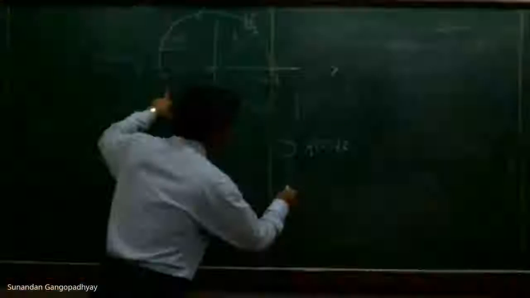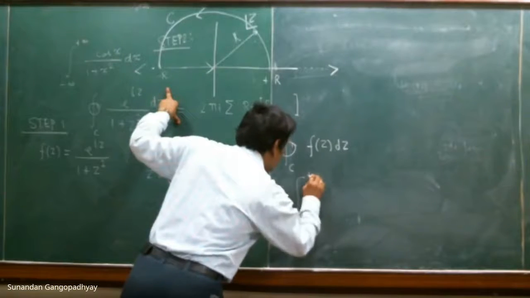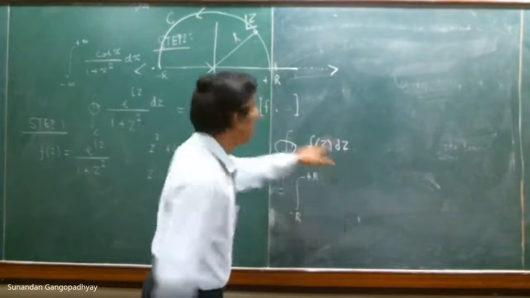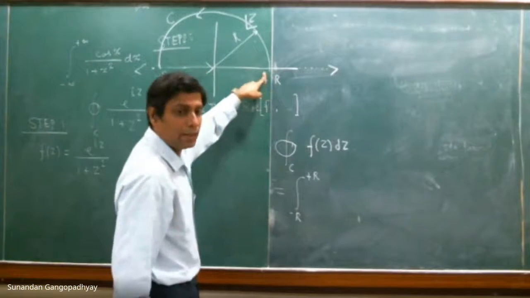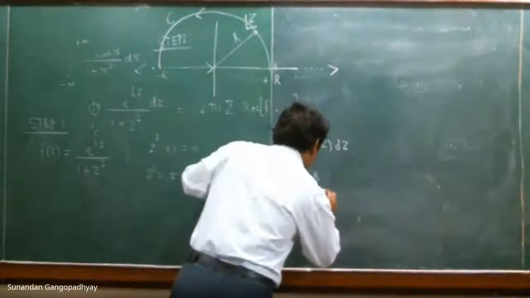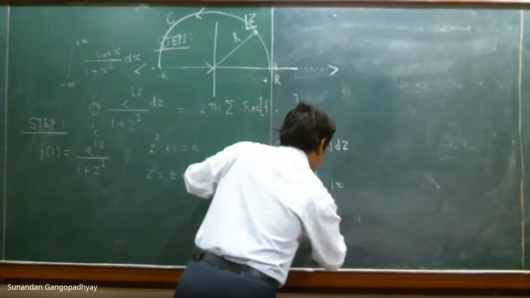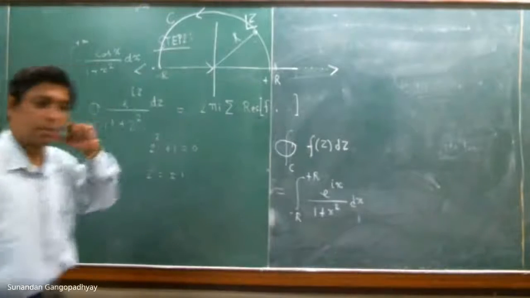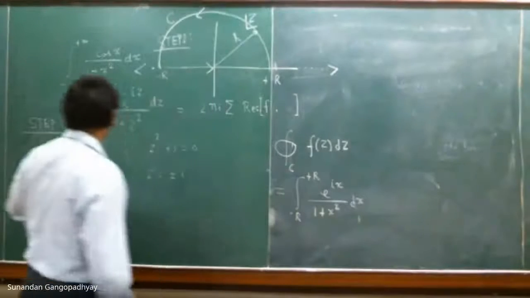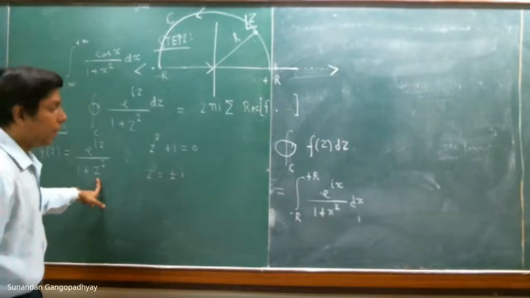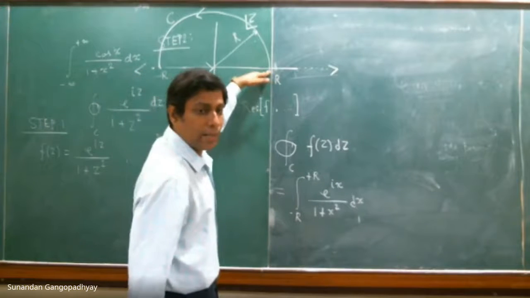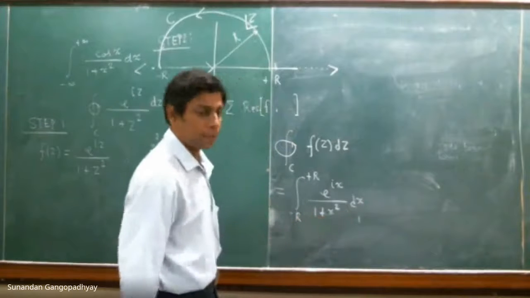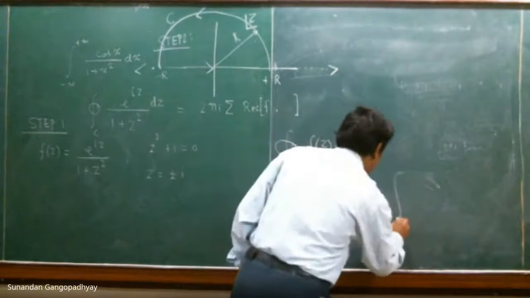I can basically write it down as the integral from -r to +r of f(z) dz, but f(z) dz on the real line is what? You can write it like this. It is e^(ix)/(1 + x²) dx, because f(z) is e^(iz)/(1 + z²), but on the real line z is x, therefore it is e^(ix)/(1 + x²) dx, plus the same.